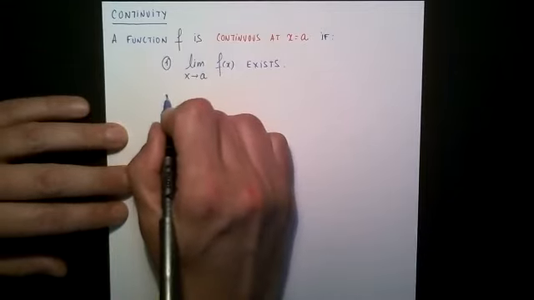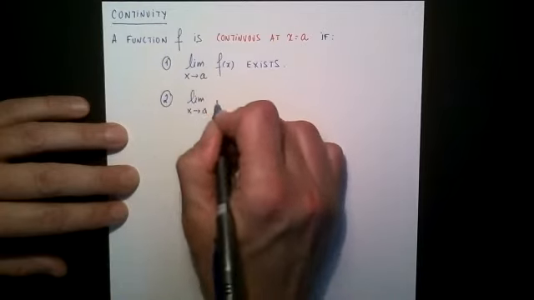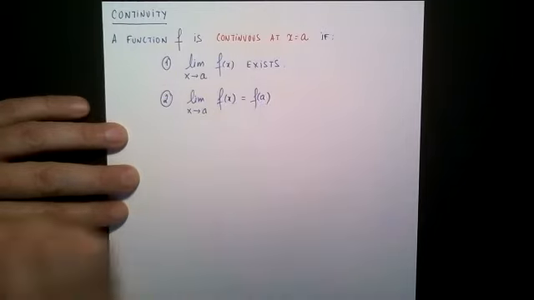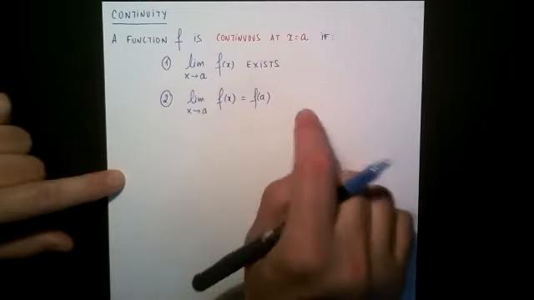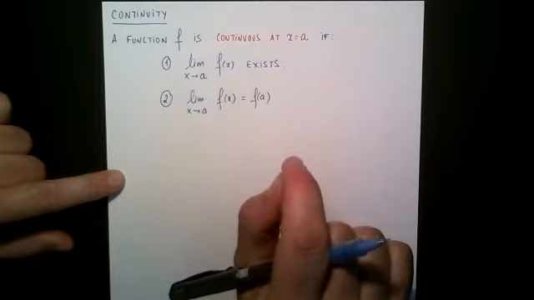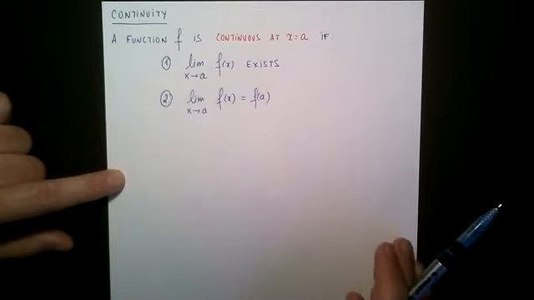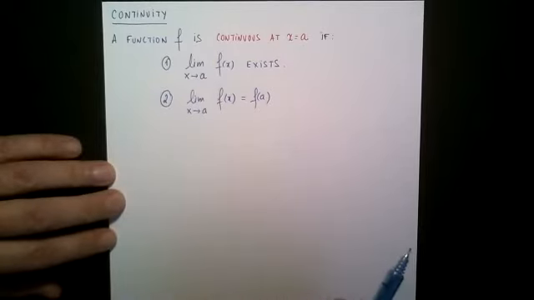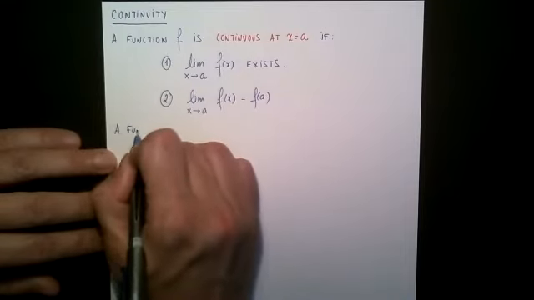Second, the limit as x approaches a of f of x has to equal f of a, the value of the function. These are the two requirements that I need to have to confirm that a function is continuous at a value a. Okay, I'm going to show you pictures in a minute, and you will see it's going to make much more sense.